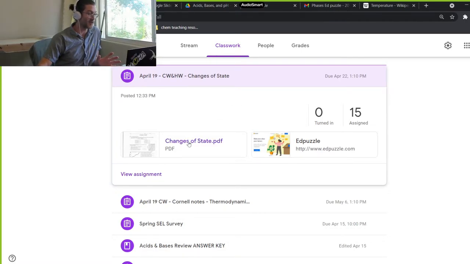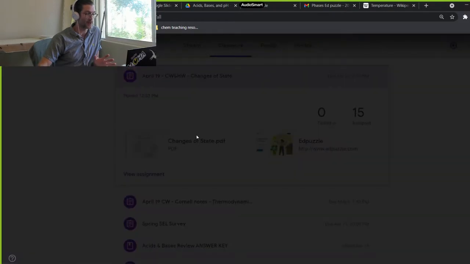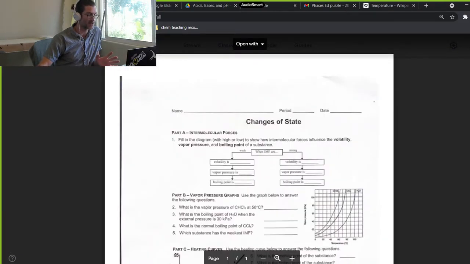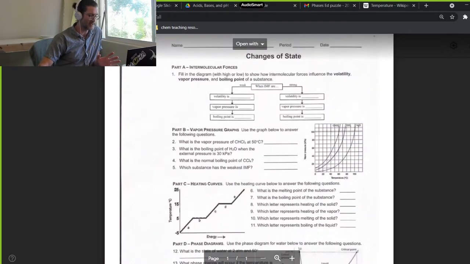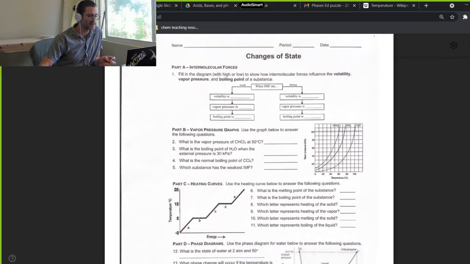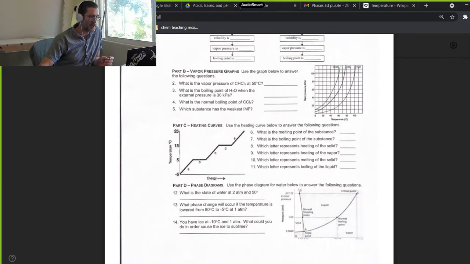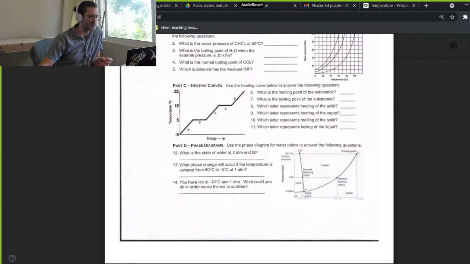All right. So here's what we're doing today. We're going to go over changes of state. There's this kind of guided practice note thing, a worksheet, that's part of the assignment. We'll talk about intermolecular forces, what those are and what they mean and how they affect this change of state. We'll talk about vapor pressure graphs, but that will be in the Edpuzzle, towards the end, so we won't get to it here. Heating curves we will talk about, and phase diagrams we will also talk about.